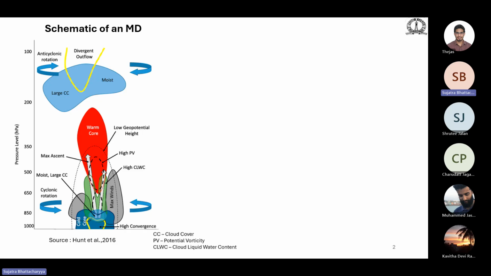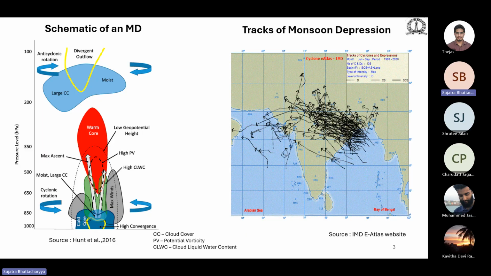Since we're focusing more on the propagation theories, this is the track of all the monsoon depressions that have occurred from 1980 to 2020, taken from the IMD e-Atlas website. You can see the majority of the tracks are towards the northwestward direction. Almost 80% of the systems form in the Bay of Bengal region, and the rest 20% are from the Arabian Sea and overland. So the majority move in a northwestward direction.